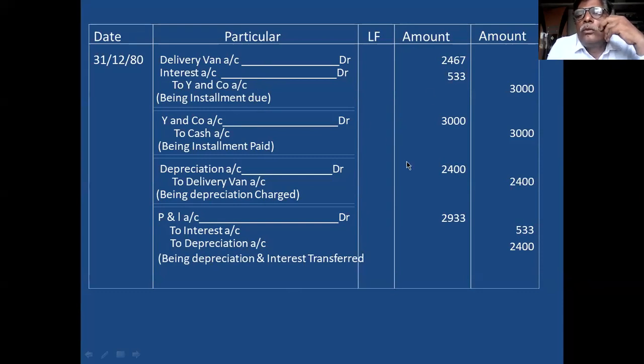And take the amount from the second year. Principal is 2,467. Interest of second year is 533. Second year installment is 3,000. Depreciation for the second year is 2,400. 2,400 credit. And transfer it. Total P&L account is 2,933. 533 interest, 2,400 depreciation. Okay, same entry for the second year.